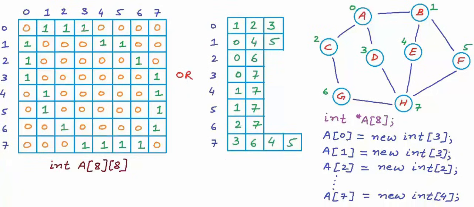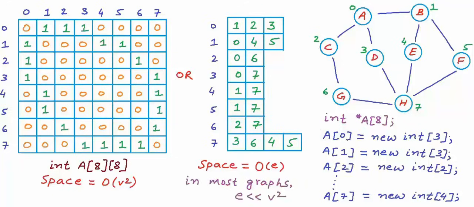We are definitely consuming less memory with the structure on the right. With an adjacency matrix, our space consumption is proportional to the square of the number of vertices, while with this second structure, space consumption is proportional to the number of edges. And we know that most real-world graphs are sparse. That is, the number of edges is really small in comparison to the square of the number of vertices.